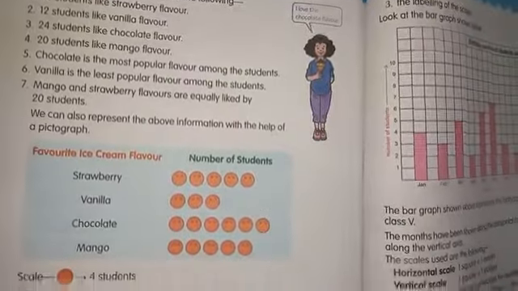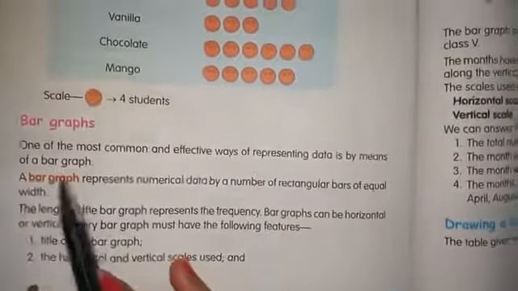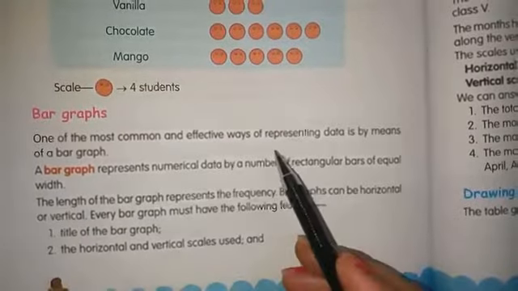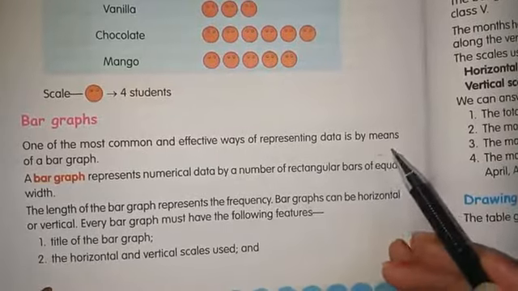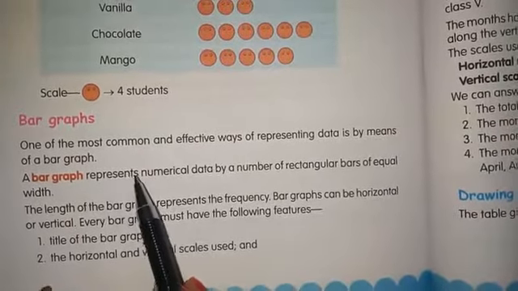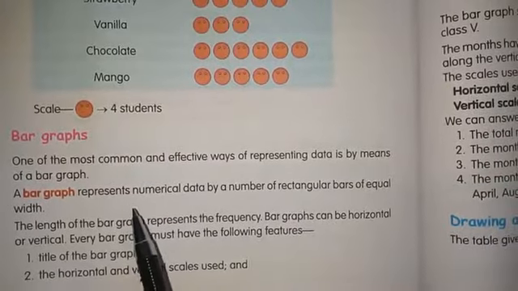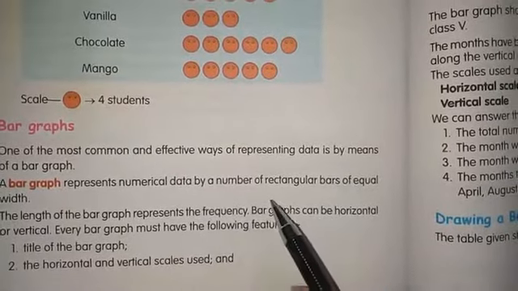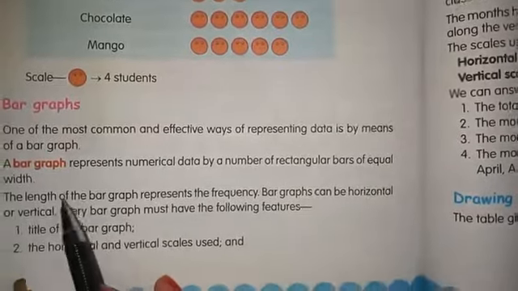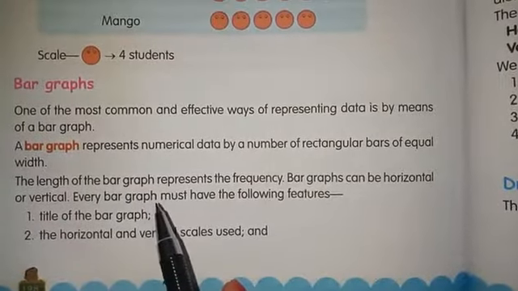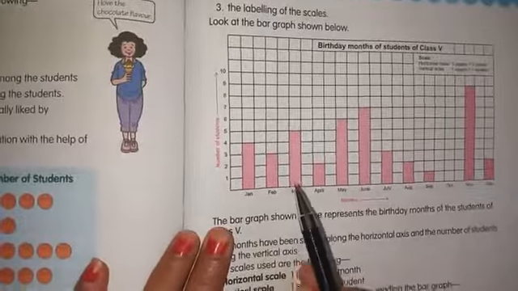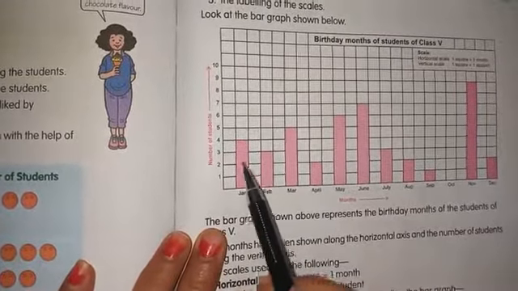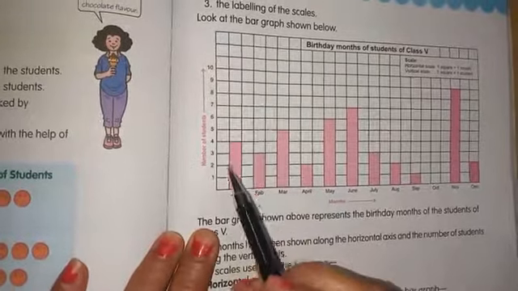The next, after that, is the bar graph. A bar graph is one of the most common and effective ways of representing data. By the bar graph we can easily represent the data. A bar graph represents numerical data by a number of rectangular bars of equal width, like this. These bars have equal width, so we should make the bar graph on a graph sheet, because in a graph sheet there are equal gaps.